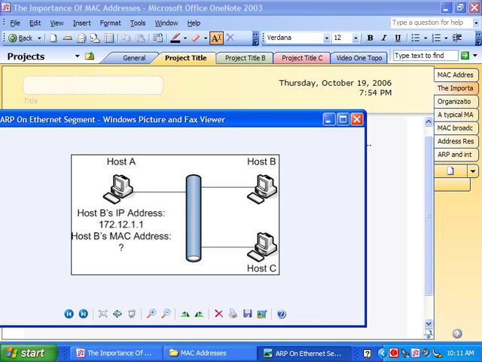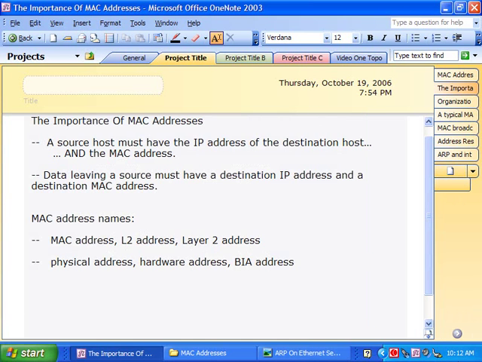But again, since we tend to work more with IP addressing and the other more advanced network features, we tend to forget about MAC addresses. But you will not forget about MAC addresses once we're done with this section, I promise you that. Just again, I want to remind you that for a source to send data to a destination, it's got to have a destination IP address, and it's also got to have a destination MAC address.